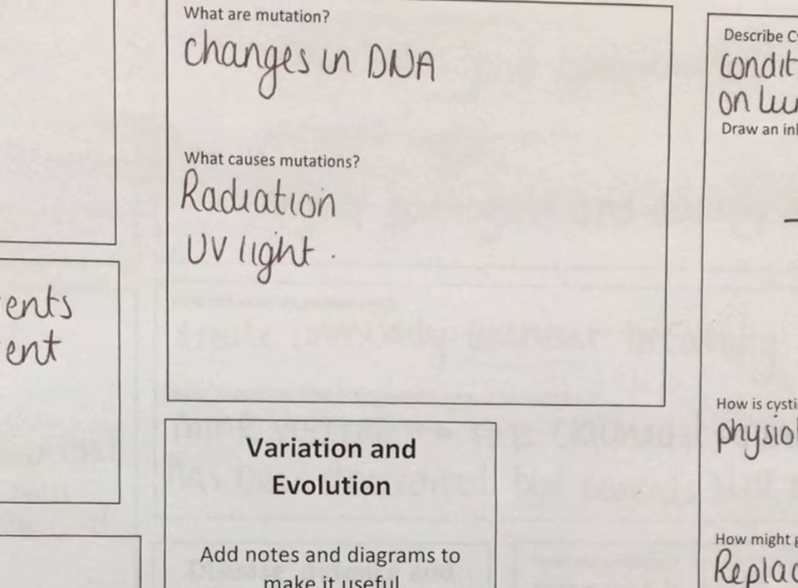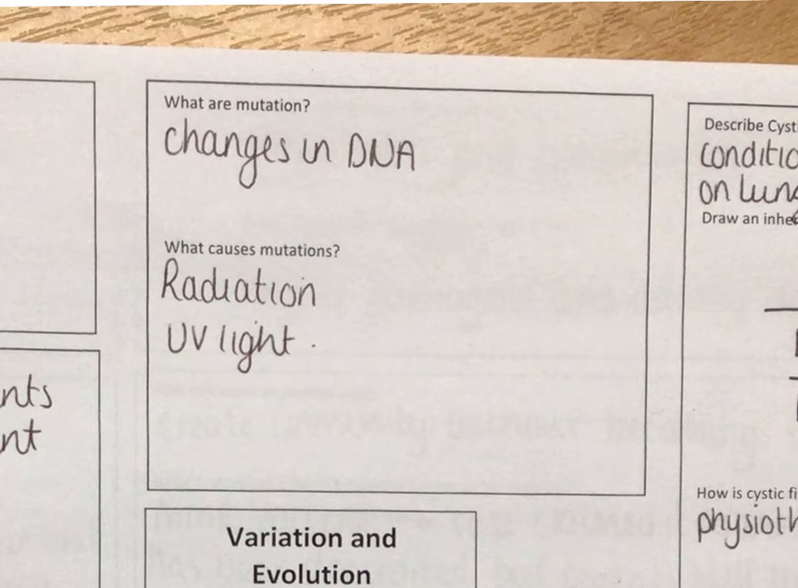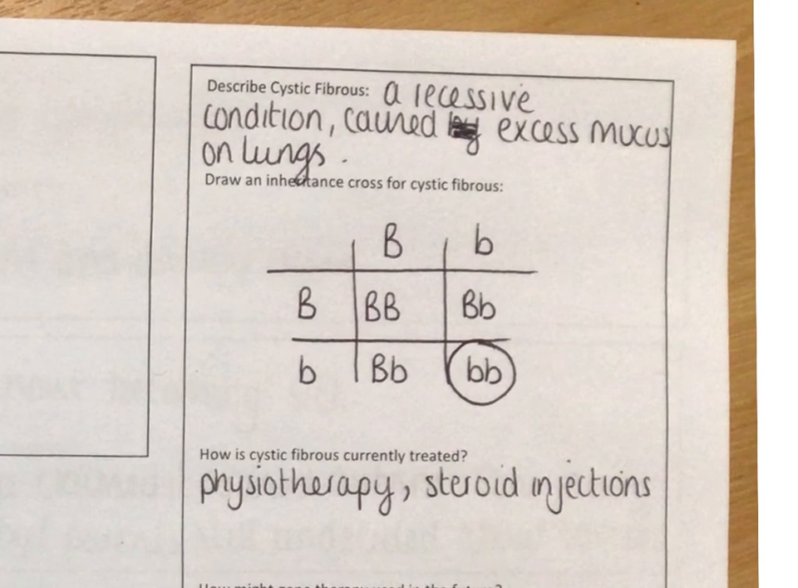If I scroll up: what are mutations? Mutations are changes in DNA, and it could be the structure of DNA, or that part of the bases have been removed. What causes mutations? We're looking at radiation, and the main one is UV light. We get UV light mainly from the sun, and the most common source is sunbeds.